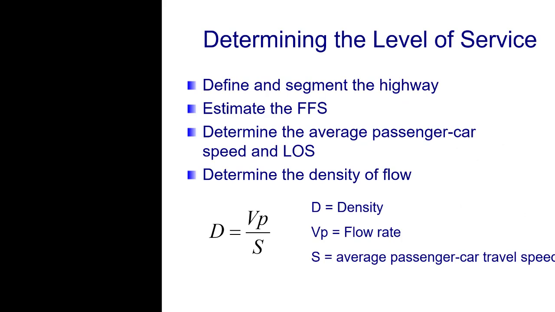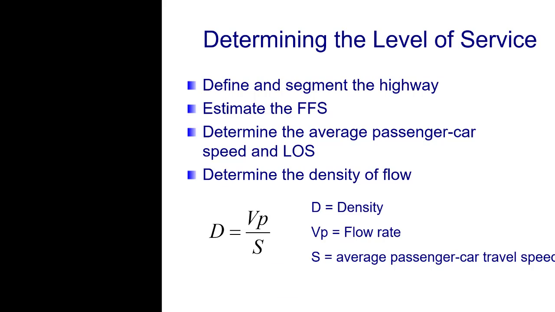Now, determining the level of service. Define and segment the highway. Estimate the free flow speed. Determine the average passenger car speed and level of service. And determine the density of the flow. Density equals your flow rate divided by your average passenger car travel speed.